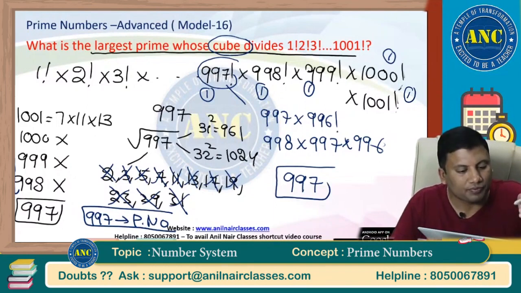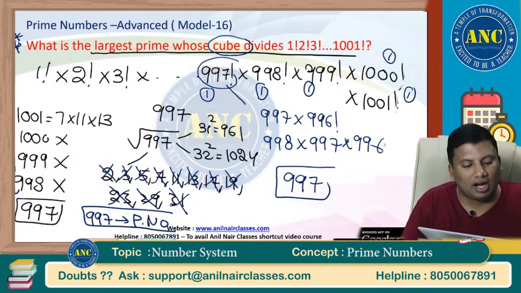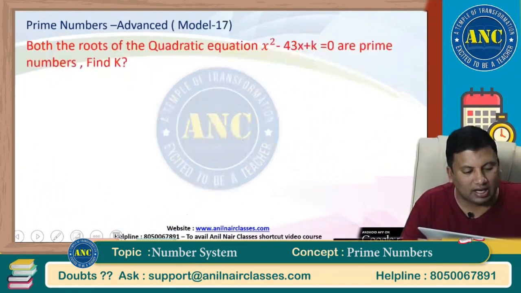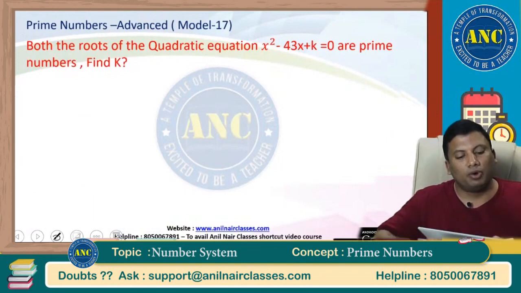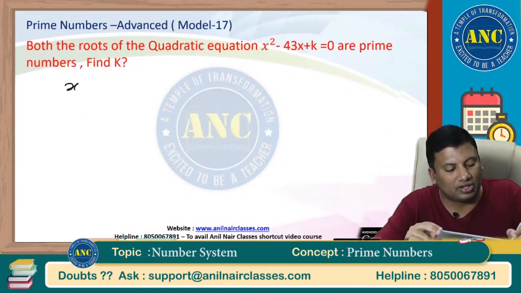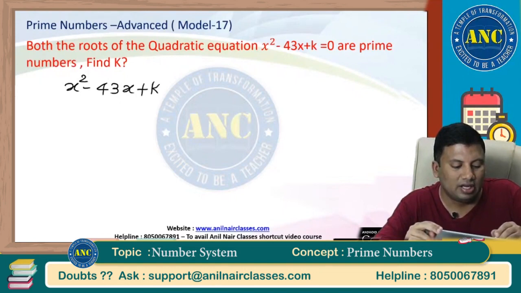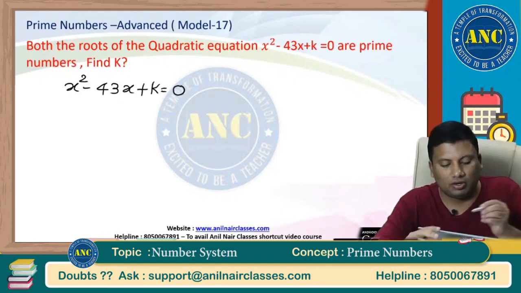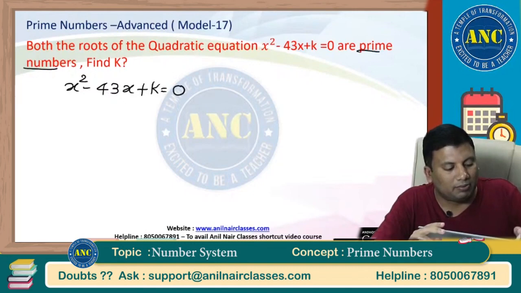Good question. Every problem that we are solving today, right, all are advanced model problems. Kindly solve it again and again. This is also a beautiful question. Both the roots of the quadratic equation x square minus 43x plus k equivalent to 0 are prime numbers.